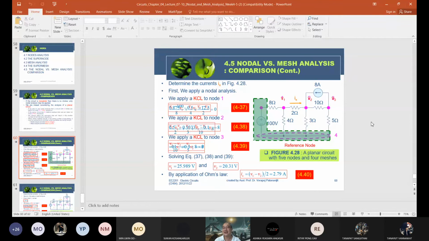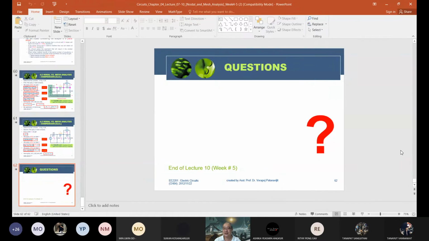But in the last case, if mesh and nodal analysis give the same number of equations, the next thing is to look at the quantity that the question asks. If the quantity the question asks for is the current, you should apply the mesh analysis. But if it asks for the voltage, you should apply the nodal analysis instead.